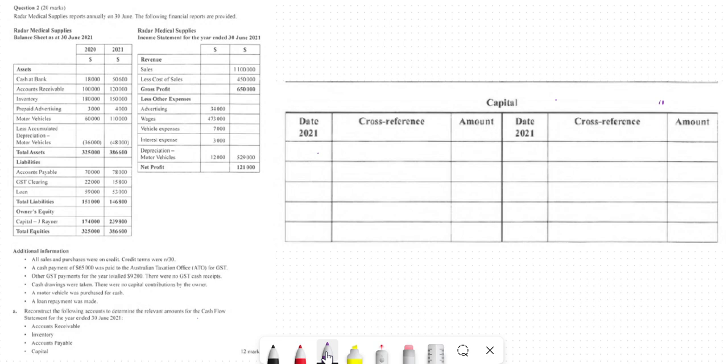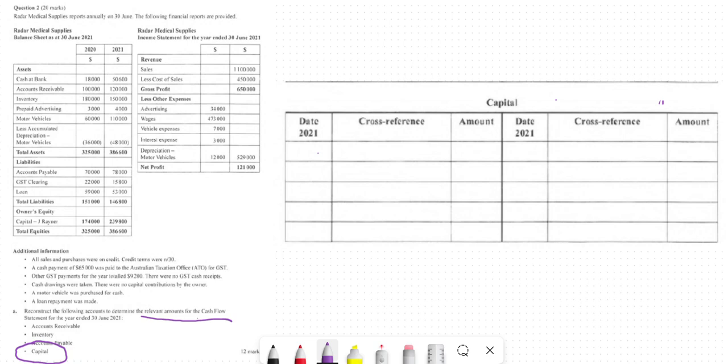So I've pulled this question from the 2021 exam. What we've been asked to do is to reconstruct a bunch of ledgers in order to work out the amounts that will appear in the cash flow statement. I'm just going to focus on the capital ledger. If there's any interest, I'll do the other three at a future date.